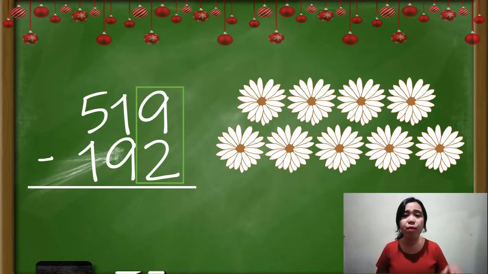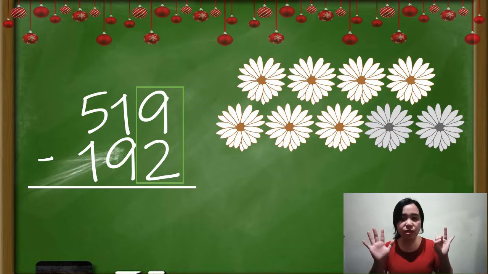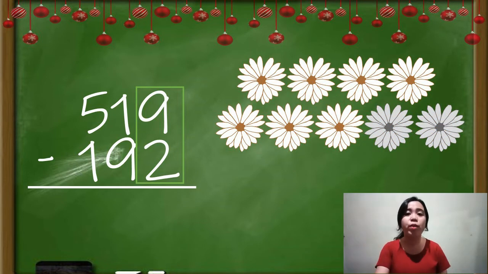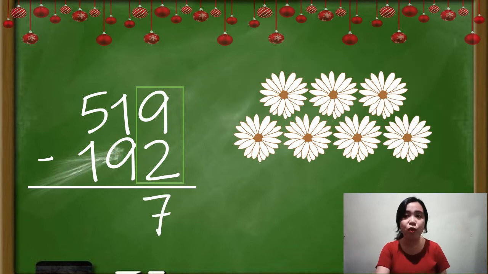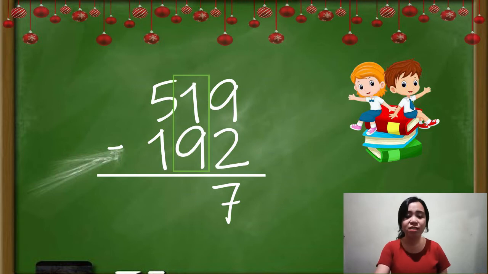So if I have 9 flowers, but I have to take away 2 flowers from the 9 flowers, how many flowers are left? I only have 7 flowers. So therefore, 9 minus 2, we only have 7 flowers. Very good. So next, move on to the tens value.